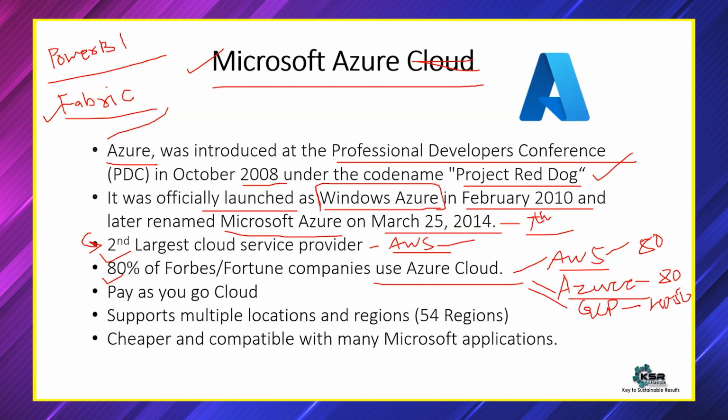Now, most of the companies use these two services, AWS and Azure. Azure is pay as you go. We'll try to see a few advantages of Azure over AWS also when time comes, but for now, we'll focus on the other points. Azure is a pay as you go cloud. Pay as you go means whichever application you use, you have to pay for that application only.